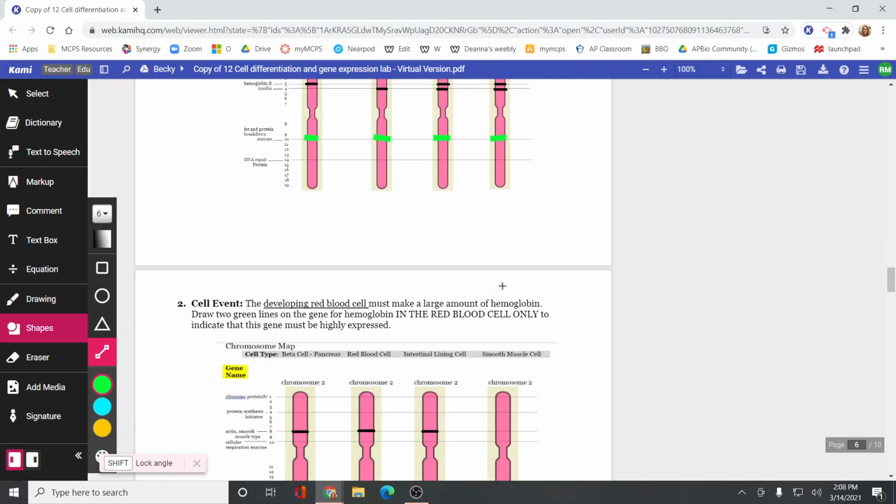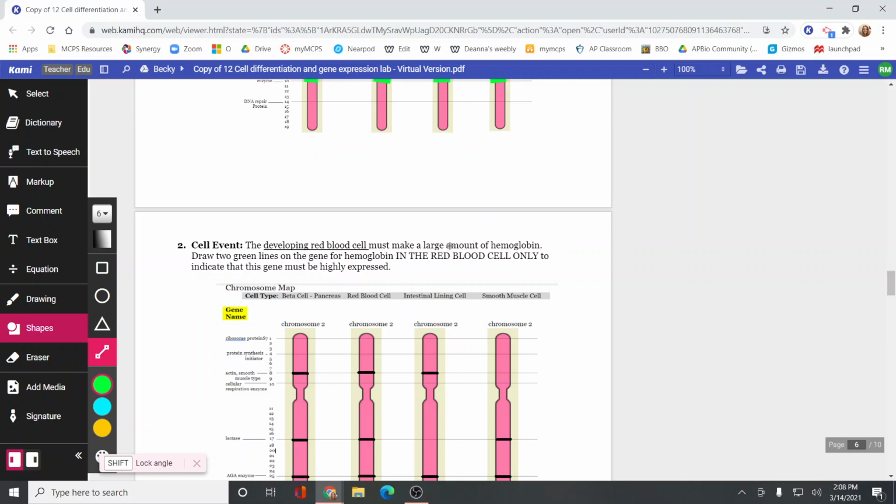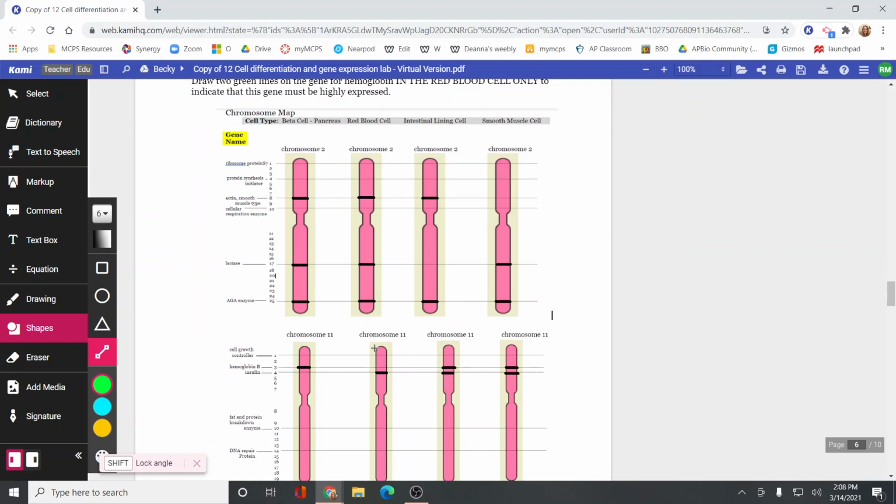Second event, our developing red blood cells must make a large amount of hemoglobin. Draw 2 green lines on the gene for hemoglobin in the red blood cell only. So now I need to read up here on these gray things, which one's my red blood cell? It's just the middle one. So draw 2 green lines on hemoglobin. So hemoglobin is down here.